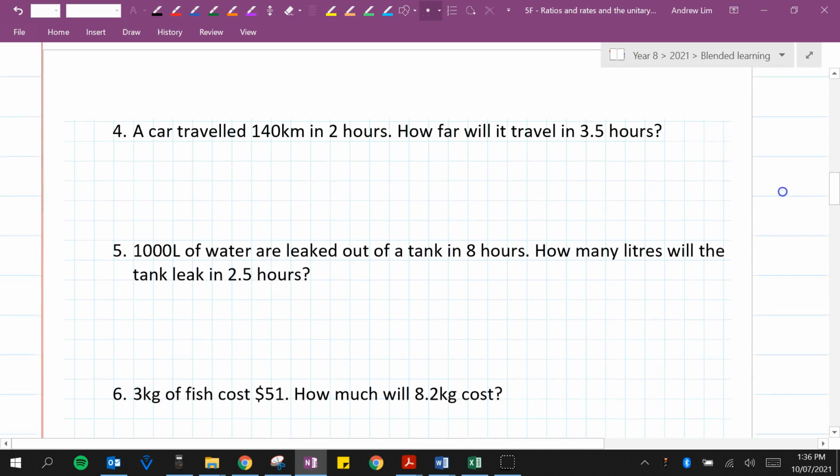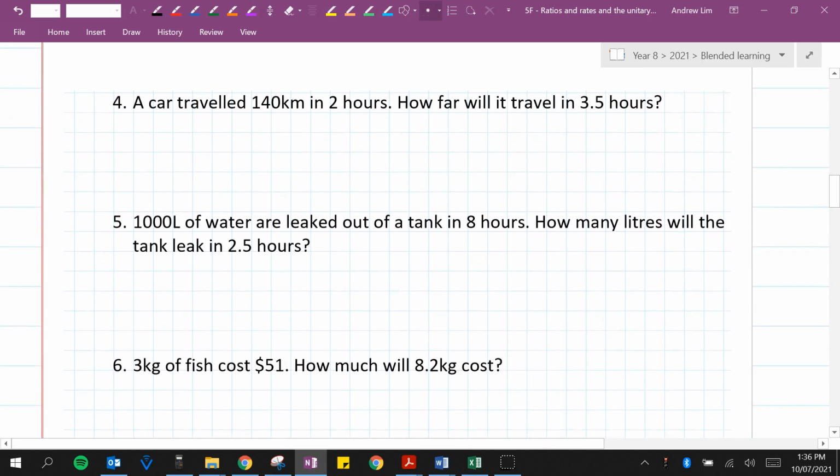Okay. I will now show you my shortcut method. It allows you to skip the one step of finding 1 unit. So I'm still going to write 140 kilometers is equal to 2 hours according to this question. Where am I going to write my 3.5 hours? I'm going to write it underneath whichever one has the same unit.